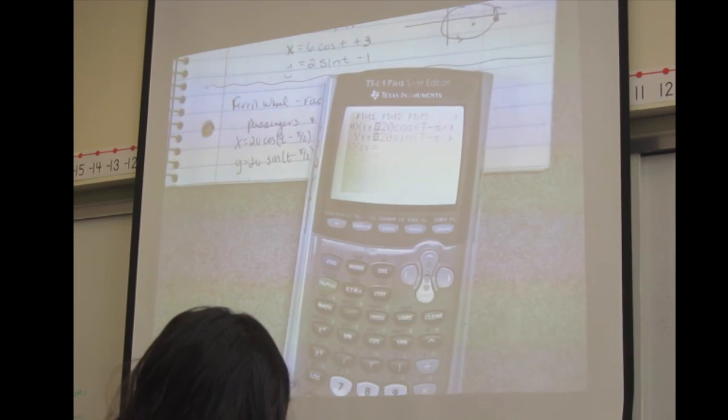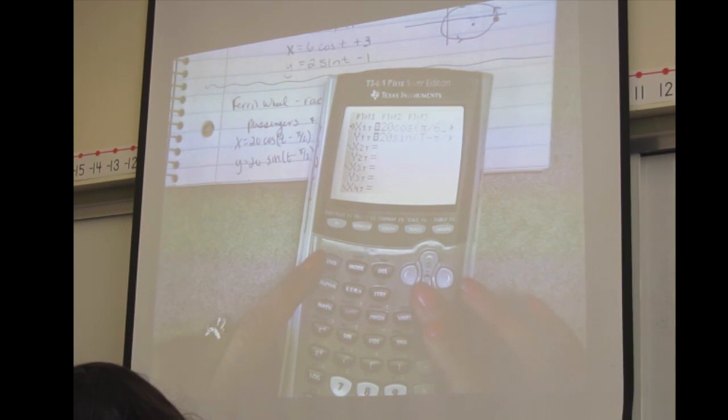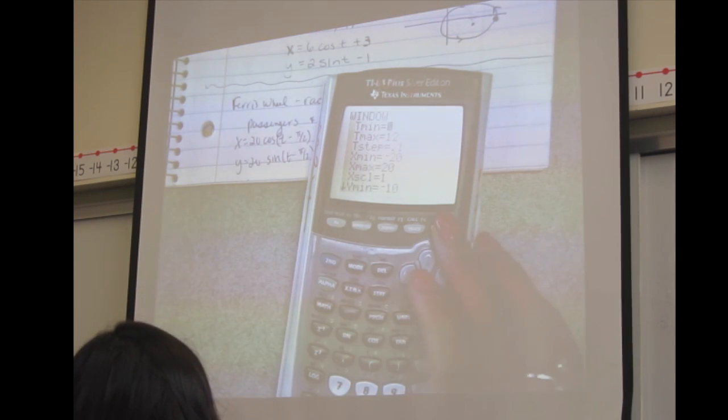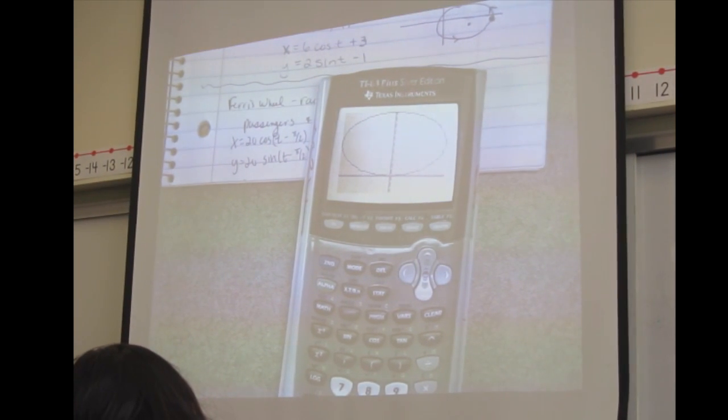So does that work? Let's see. Pi divided by 6. Does that work? Go slower. Now remember, in the window, make sure you go from 0 to 12. Oh, look at that, it just stops. Okay, there it goes, one circle. That's pretty cool.